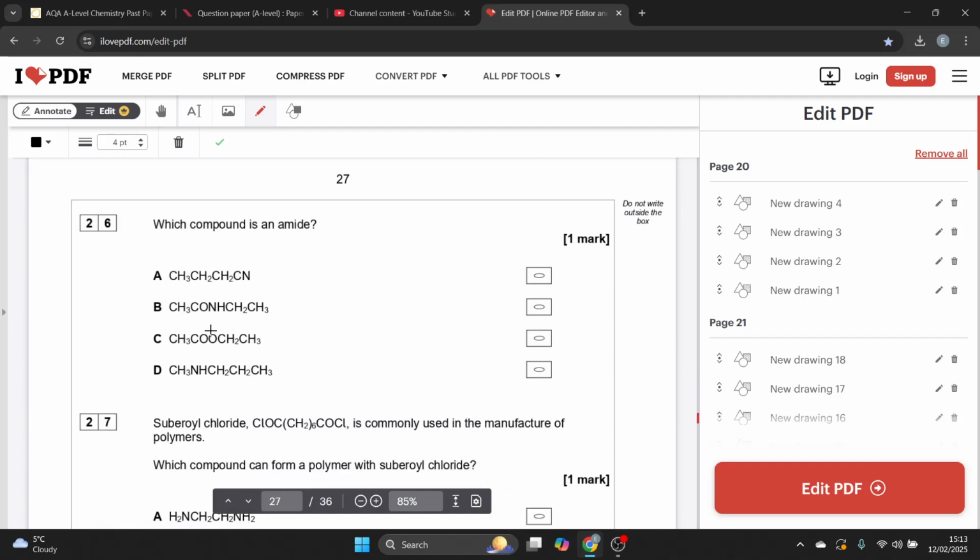Which compound is an amide? Now that's a nitrile.